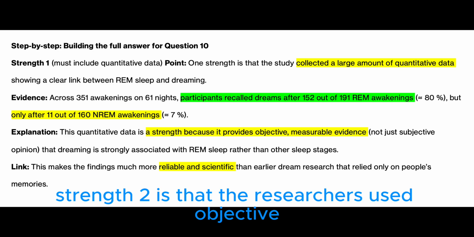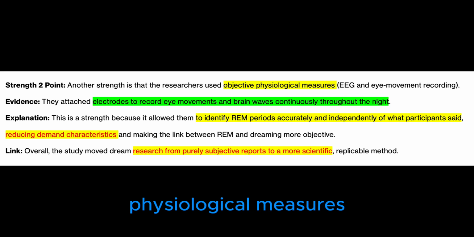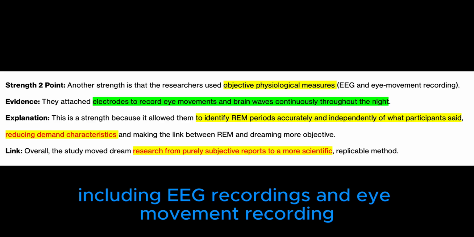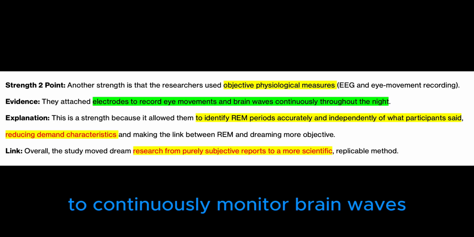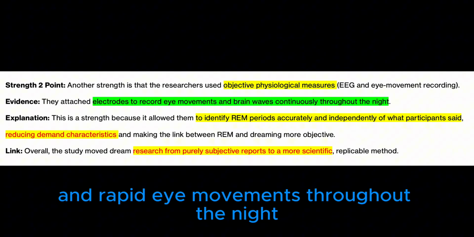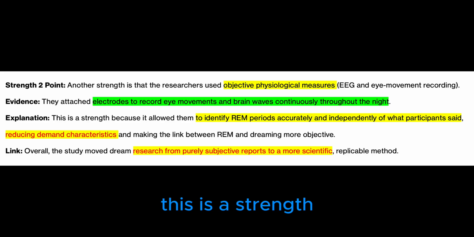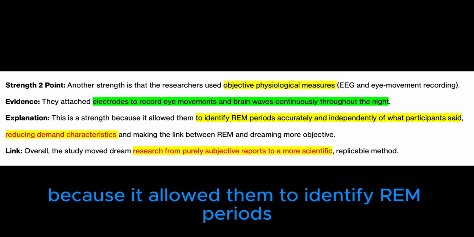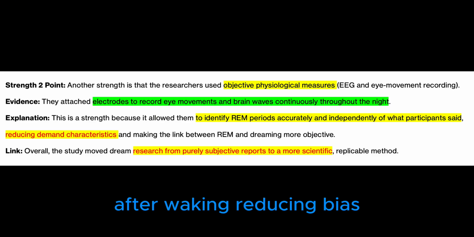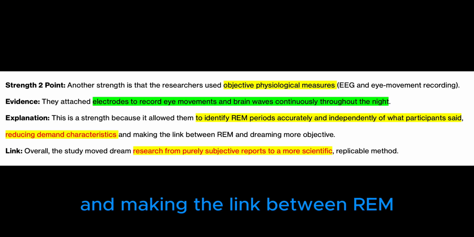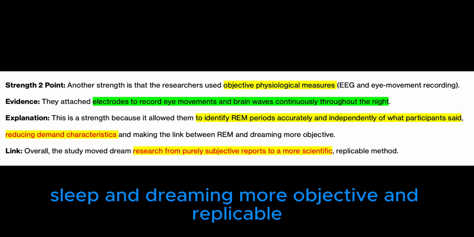Strength 2 is that the researchers used objective physiological measures, including EEG recordings and eye movement recording. They attached electrodes near the eyes and on the scalp to continuously monitor brain waves and rapid eye movements throughout the night. This is a strength because it allowed them to identify REM periods accurately and independently of what participants said after waking, reducing bias and making the link between REM sleep and dreaming more objective and replicable.